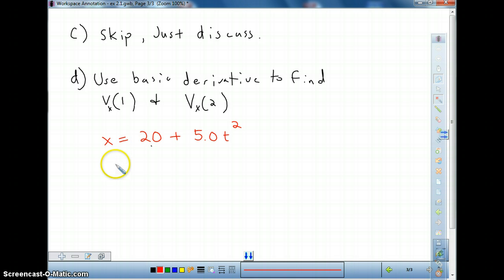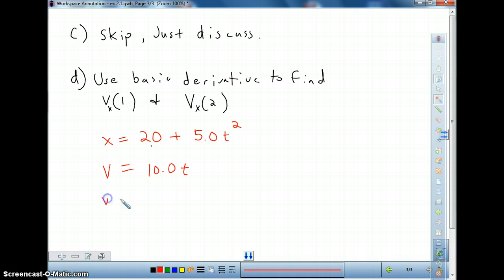This is a very simple derivative, where once we take the first derivative of the position-time equation, it will represent a velocity-time equation. The derivative of a constant is 0, so that number basically goes away. Using the basic power rule, we take 2 times the 5.0, so we'll have 10.0, and subtract 1 off of that exponent. Again, just following the power rule, we'll get a velocity-time function equivalent to 10.0 times t.